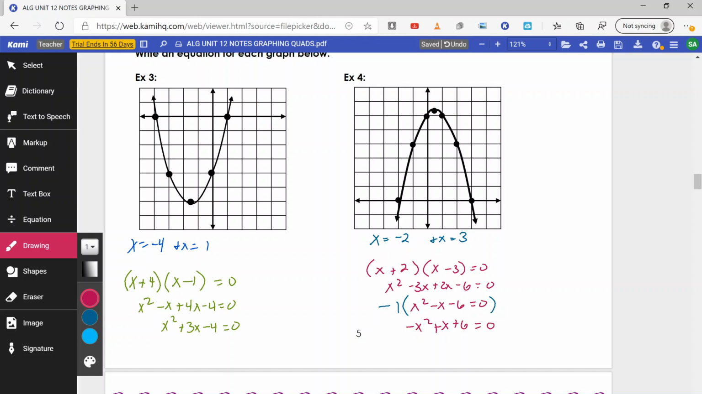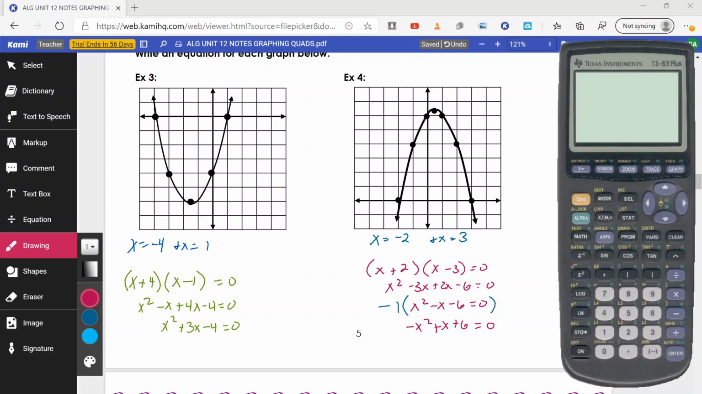And if you want to check to make sure, you can always go into our calculator and go to y equals, clear it out, and then plug in our final answer. So we ended up with -x squared plus x plus 6. And if I look at the graph, notice it comes up. We run through -2. We are opening down and running back through +3. So there is our final answer.